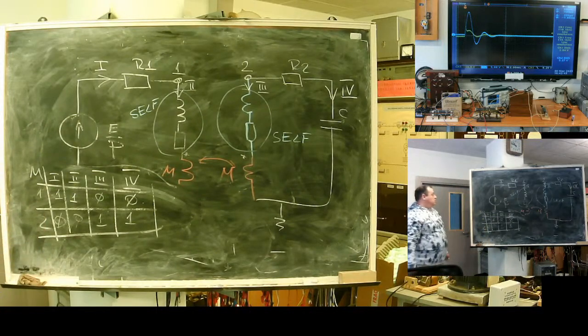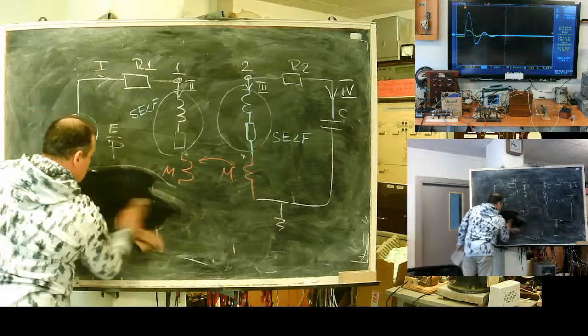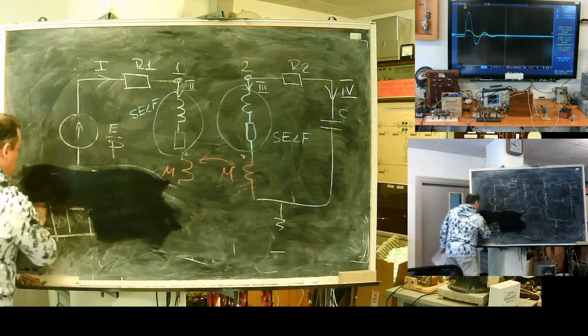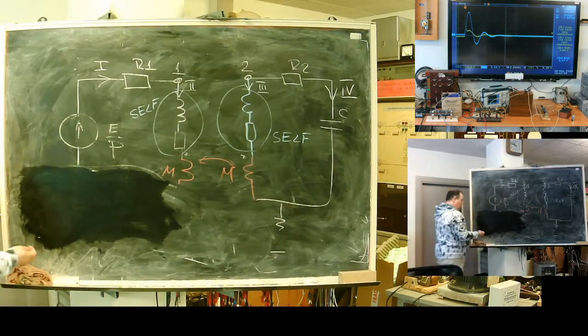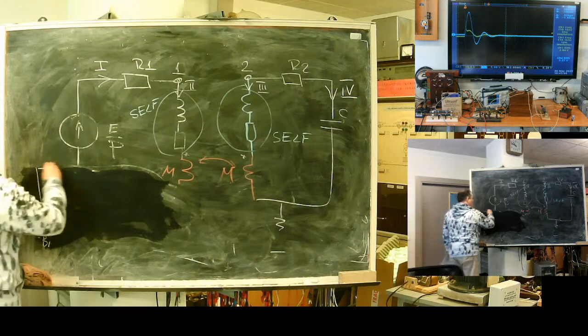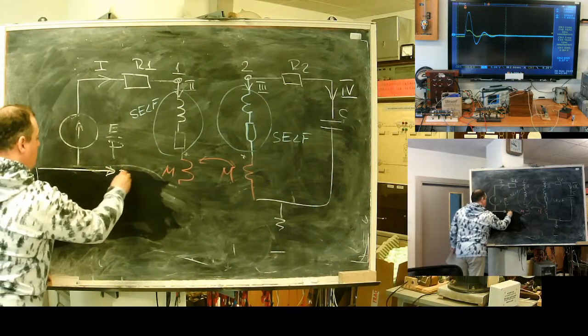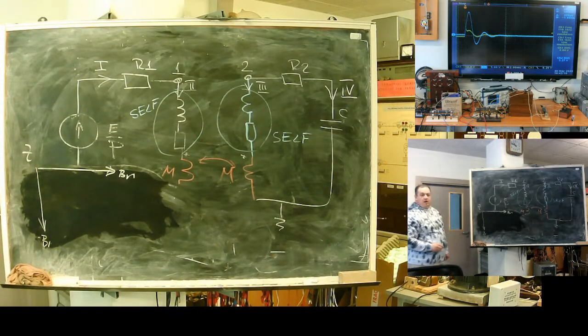Network topology. Second one, I will need a matrix of resistance. Its form is branch by branch. It's a rectangular matrix.